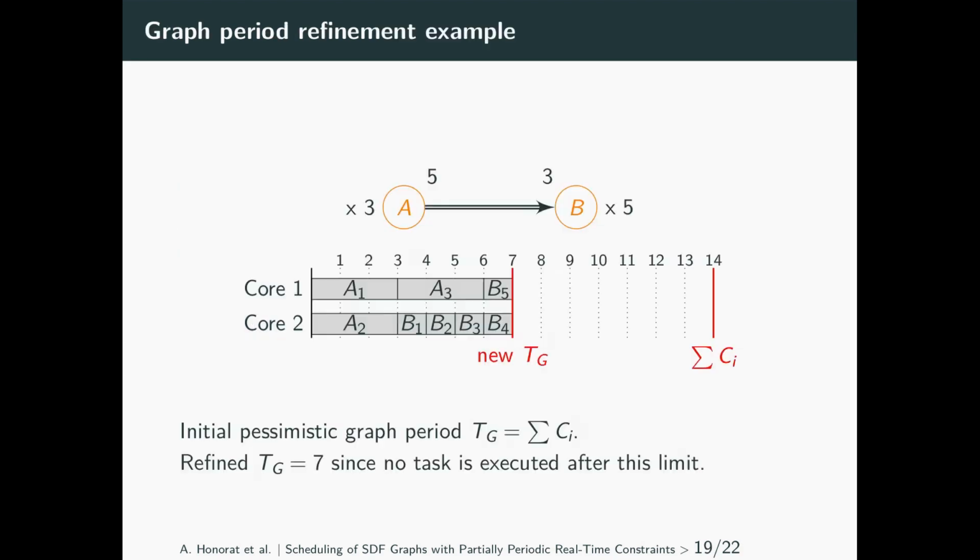If you remember, our scheduler is greedy. So if only a graph period is set and no actor period, the computed schedule is similar to an as soon as possible schedule. Then we can refine an initial pessimistic graph period, which is by default the sum of execution times. The new graph period is the time unit of the last firing, in this example, 7. To compare the results of ADFG and our scheduler, we compare the graph period computed by ADFG with preemption with the graph period computed by our scheduler, so without preemption but after refinement.